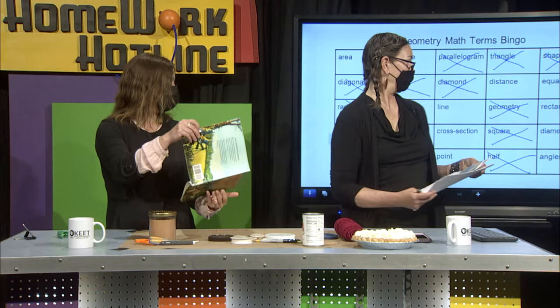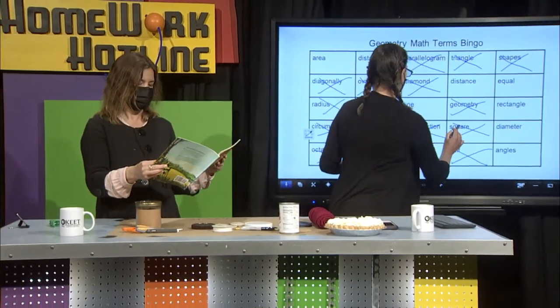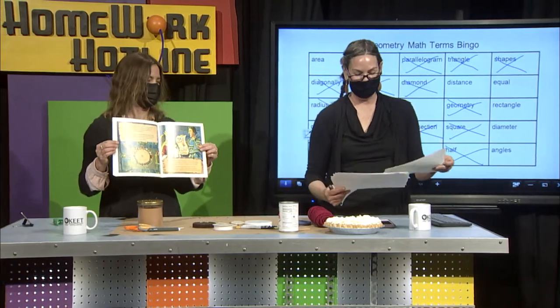Okay, we're looking for a cross section. Yes, we are. Here we go. Must have been a redwood. Must have been. It is really large.